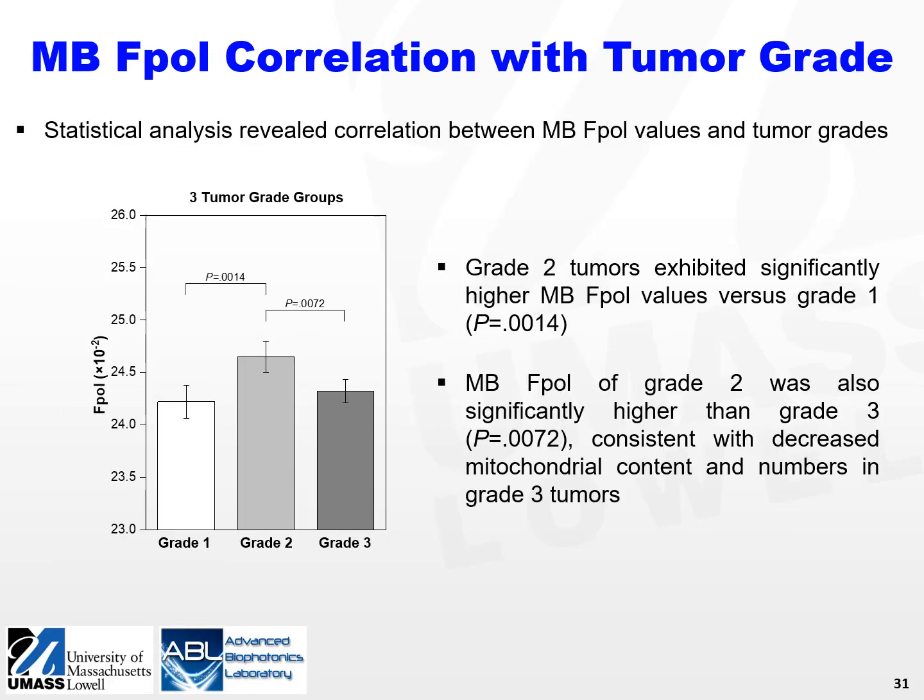Statistical analysis revealed correlation between fluorescence polarization values and breast cancer tumor grades. The grade 2 tumors exhibited significantly higher methylene blue fluorescence polarization versus grade 1. In addition, fluorescence polarization of grade 2 was significantly higher than grade 3, which is consistent with reports of decreased mitochondrial content and numbers in the grade 3 tumors.